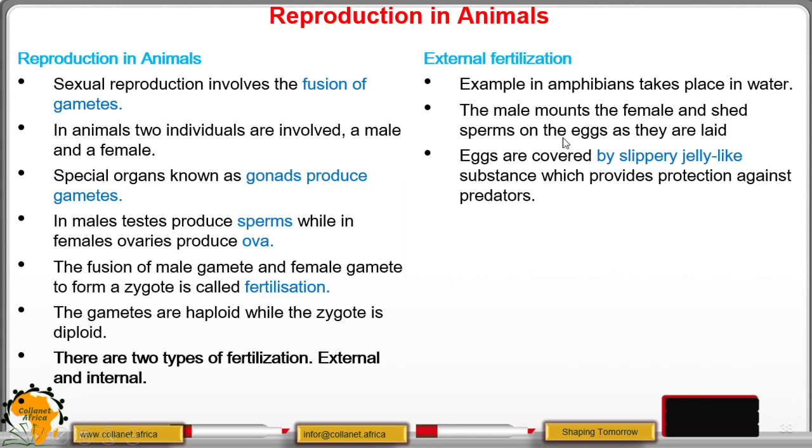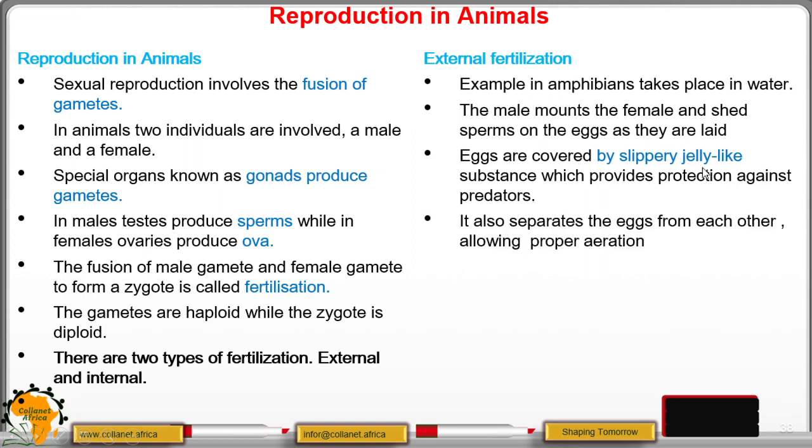So the male frog will mount or climb on a female frog which is laying eggs, so that it can shed or pour some sperms so that the eggs are fertilized. So this fertilization is outside the body. That is why it is called external fertilization.